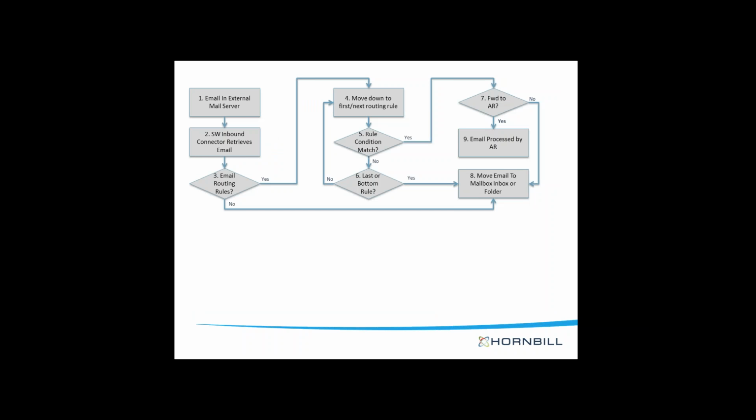Now, let's look at a couple of scenarios which are quite important when you configure your autoresponder. This is basically the general workflow that an email will follow. For the first scenario, let's assume that our email routing rules are disabled. The email comes into the external mail server, the connector retrieves the email, and my email routing rules are not enabled. In this case, the email will be moved to the mail inbox. It's not going to be moved to any other folder than the inbox.